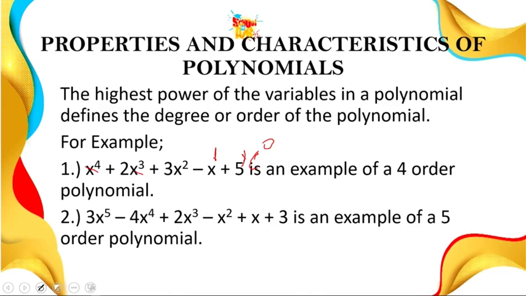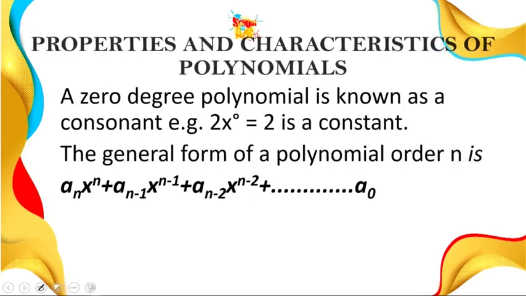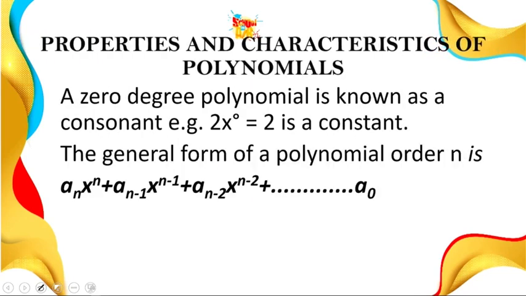So here, the powers we have are x raised to the power 5, 4, 3, and 2. We also have 1 and we have 0. So the highest here is 5. So this is an example of a 5-order polynomial. Then a 0-degree polynomial is known as the constant. For example, we have 2x raised to the power 0. 2x raised to the power 0 is 2, which is a constant.